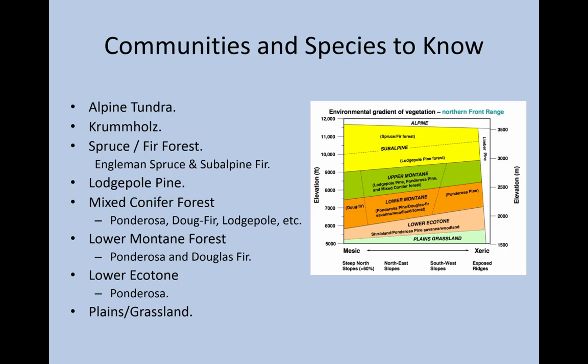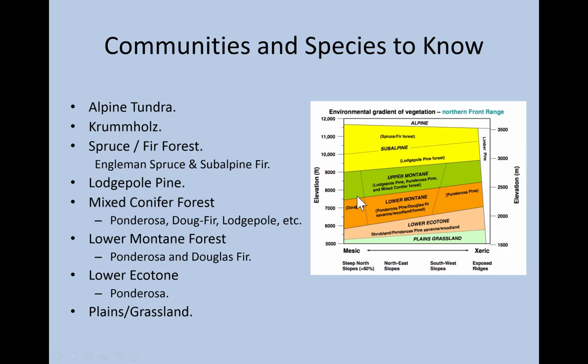So, going in order from lowest to highest, looking at the plains and the grasslands, areas where there are few trees, if any, growing because there's not much moisture. Looking at a lower ecotone that's dominated by fairly spread out ponderosa pine, occurring where moisture starts to be present in large enough quantities to support tree growth. Moving upwards from the lower ecotone into the lower montane forest, where we see communities based on ponderosa pine and Douglas fir. Ponderosas preferring the more xeric environments, Doug firs preferring the more mesic.